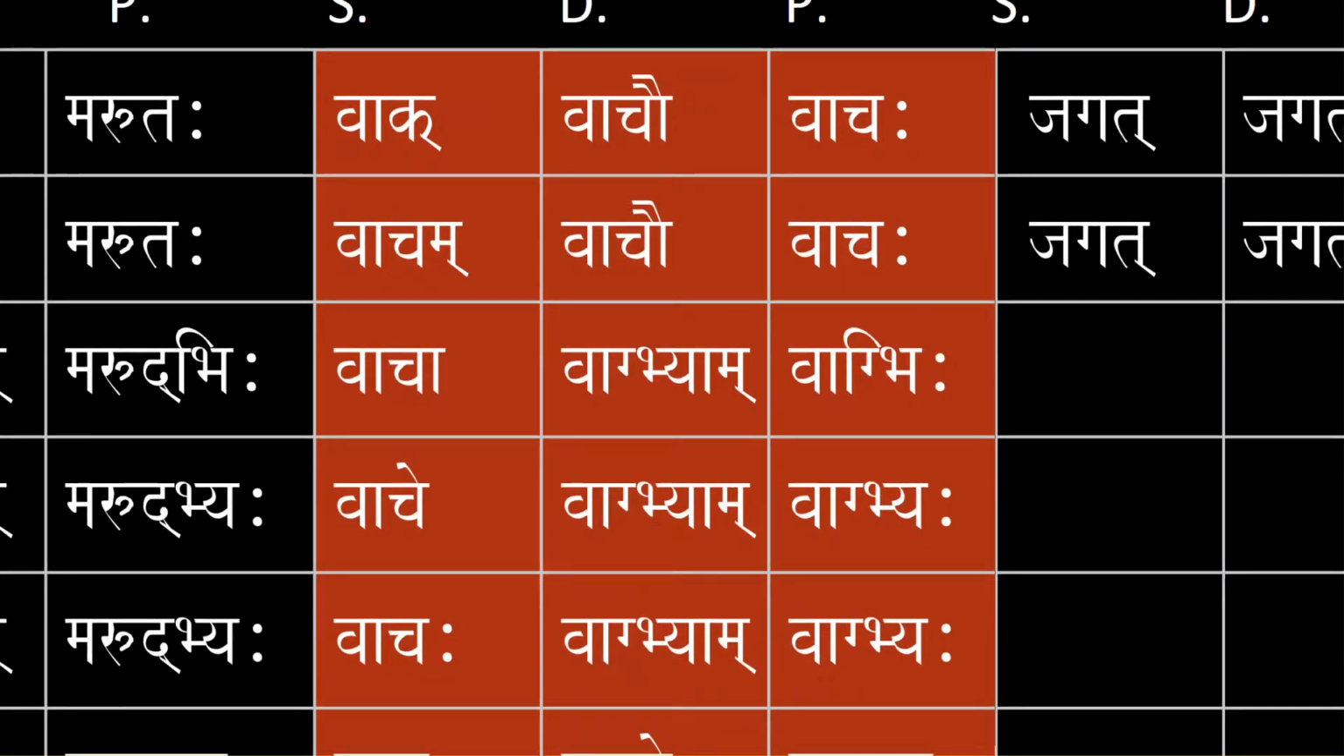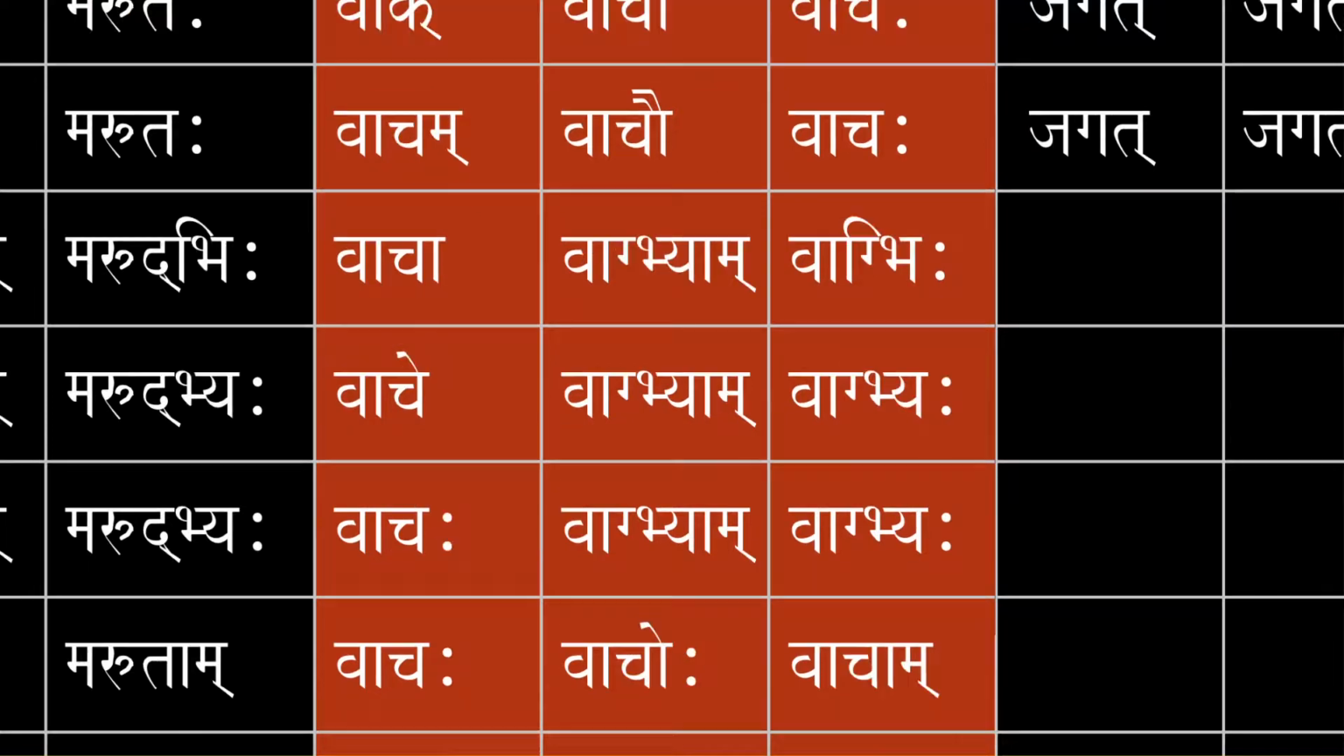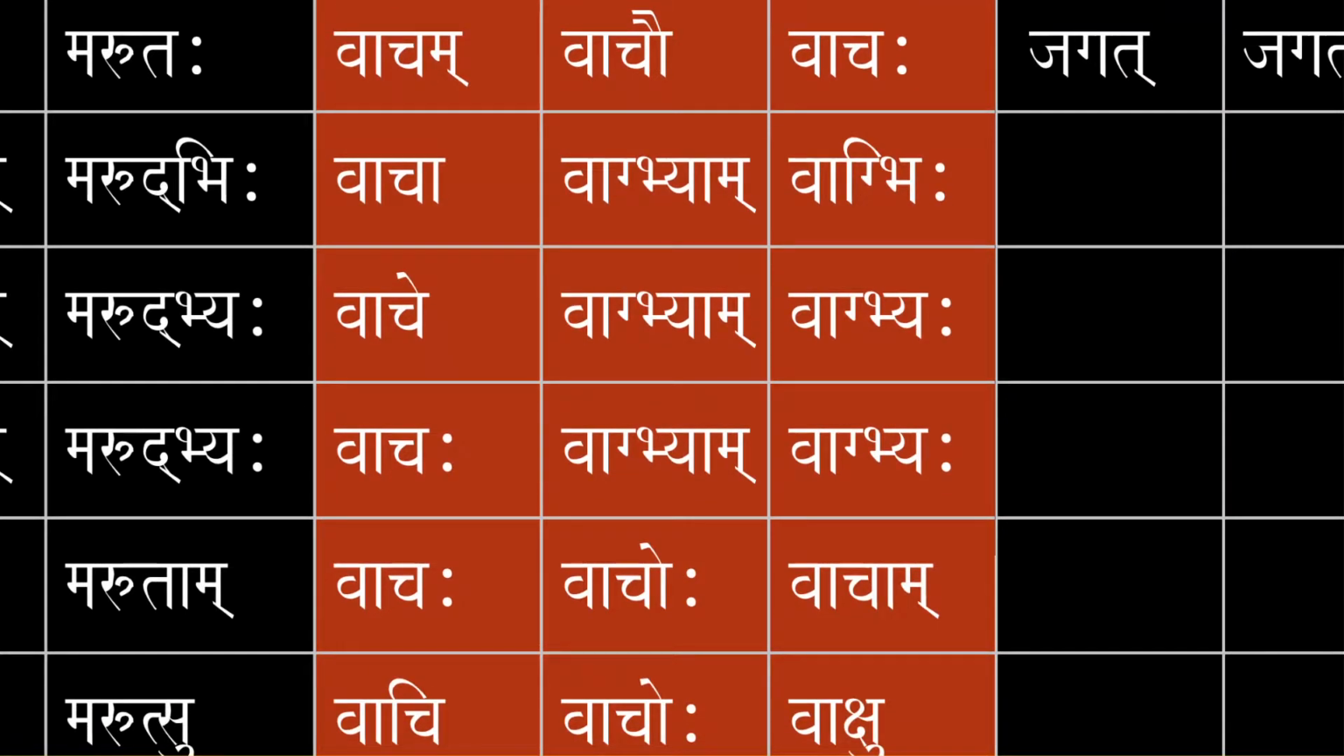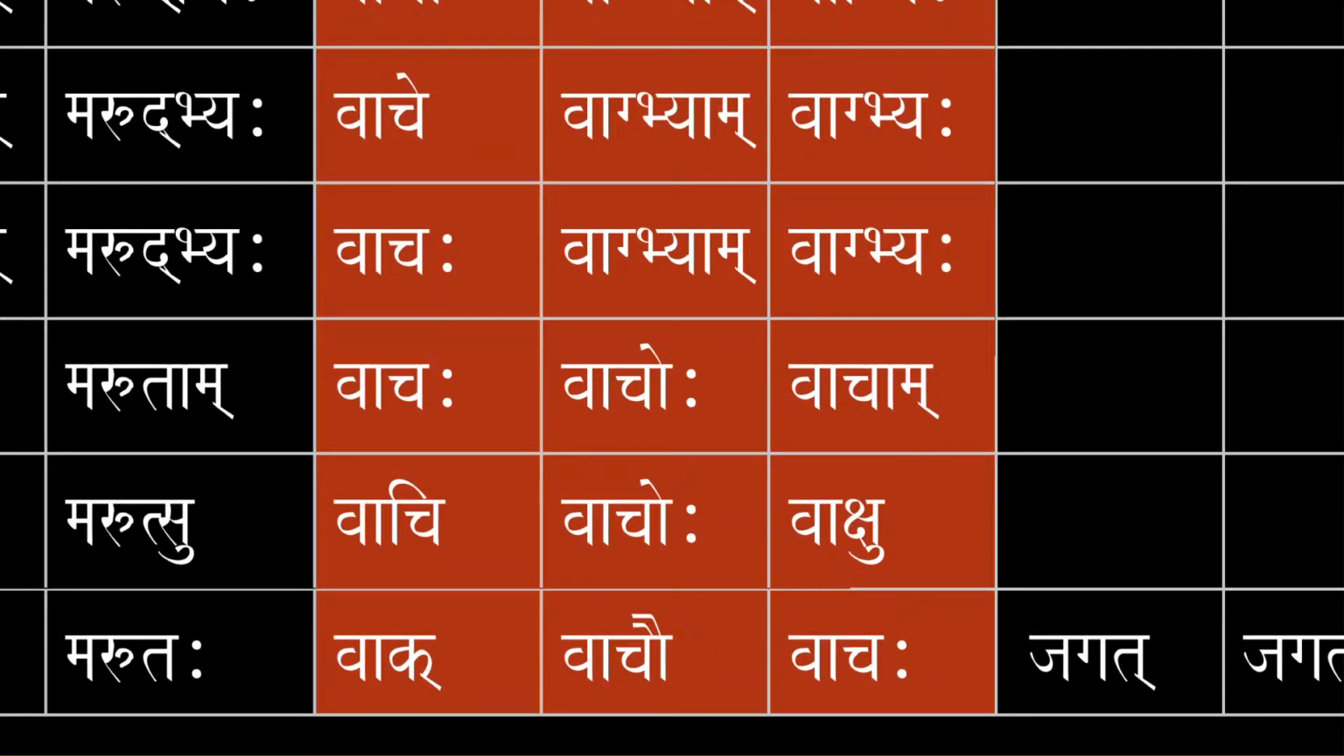Dative, singular, dual, and plural: vache, vagbhyam, vagbhyaha. Ablative: vachaha, vagbhyam, vagbhyaha. Genitive: vachaha, vachohu, vacham. Locative: vachi, vachohu, and vakshu. And vocative, we have he vak, he vacho, and he vachaha.